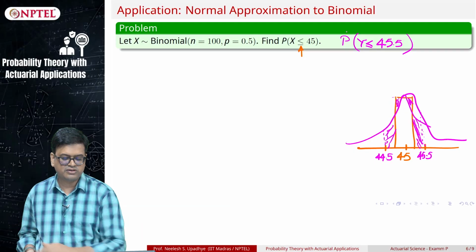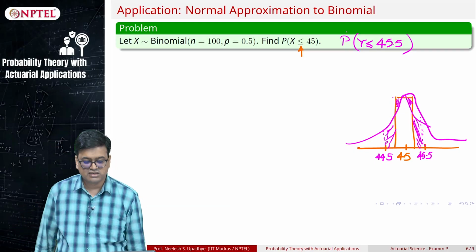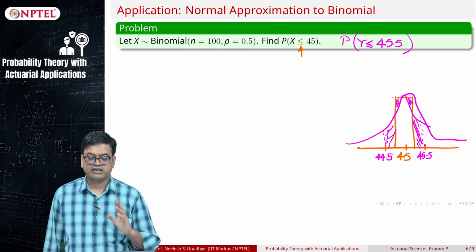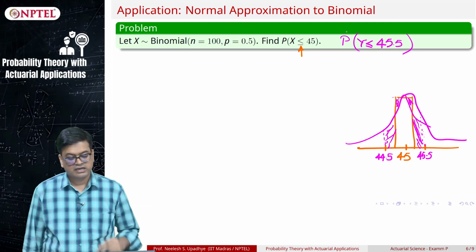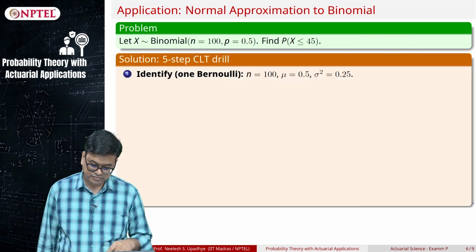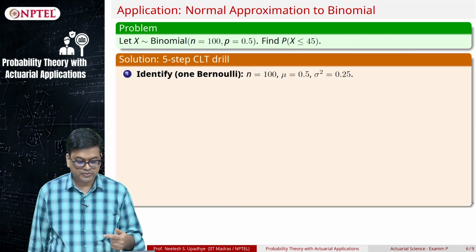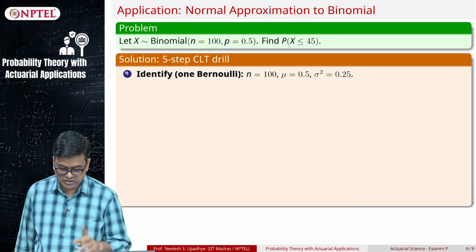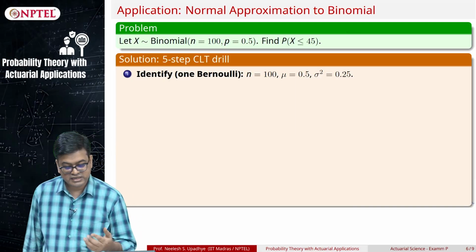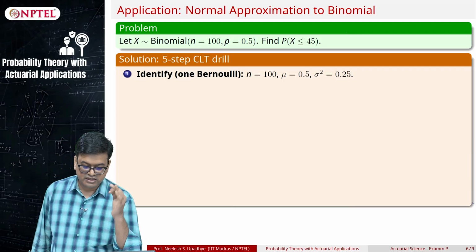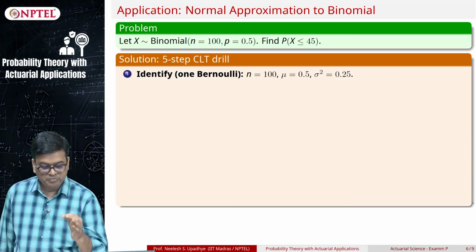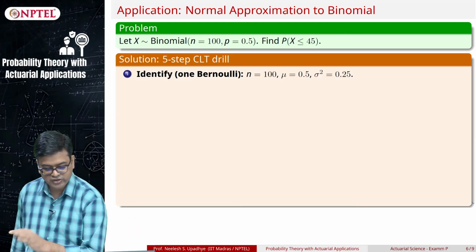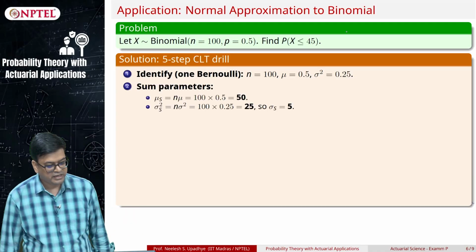So, I really do not worry about continuity correction at this stage. First of all, I will worry about whether central limit theorem is applicable. N is equal to 100, it is applicable. Can I compute the mu for this? Yes, I can compute mu for this. Can I compute variance for this? Yes, I can compute variance for this. Mean is going to be p, which is 0.5. Variance is going to be p into 1 minus p, which is 0.5 into 0.5, which is 0.25.